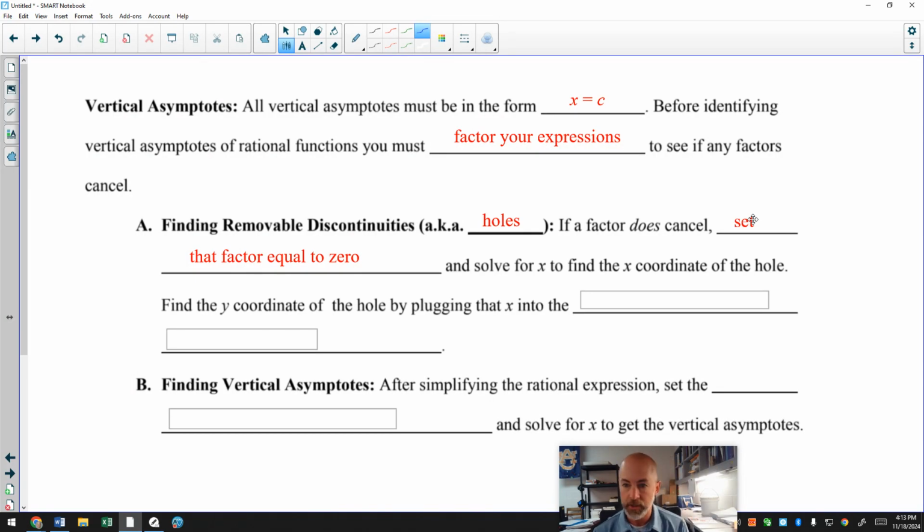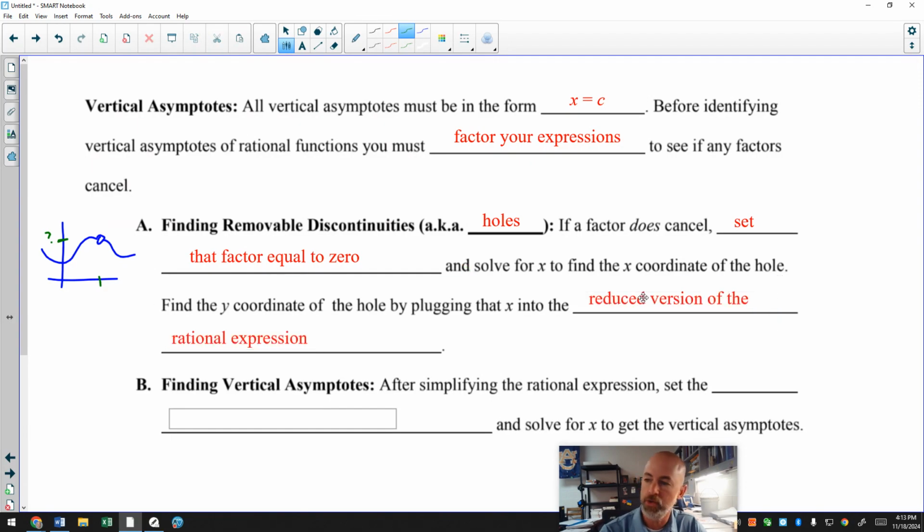But holes will also have a corresponding y coordinate. If I have a function that's continuous and then we just have a little hole right here, that hole does have an x and a y coordinate, and sometimes it helps to know what that y coordinate is. To find the y coordinate, you plug that value of x into the reduced version of your rational expression. We'll get to do that in a little bit.